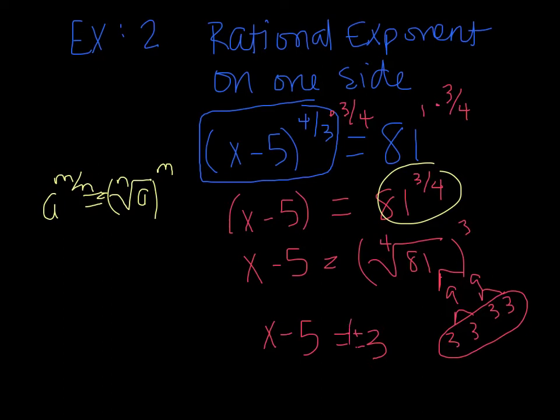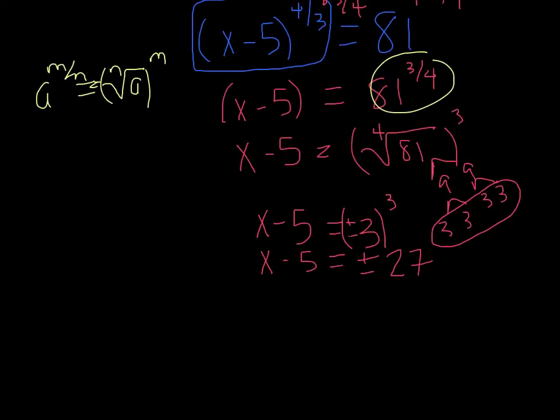I still have the cube on the outside. So the 4th root of 81 in a solving situation is plus or minus 3 to the 3rd. When I take plus or minus 3 to the 3rd, I get plus or minus 27. So now I have x minus 5 is equal to plus or minus 27. All right, so we have x minus 5 equals plus or minus 27.